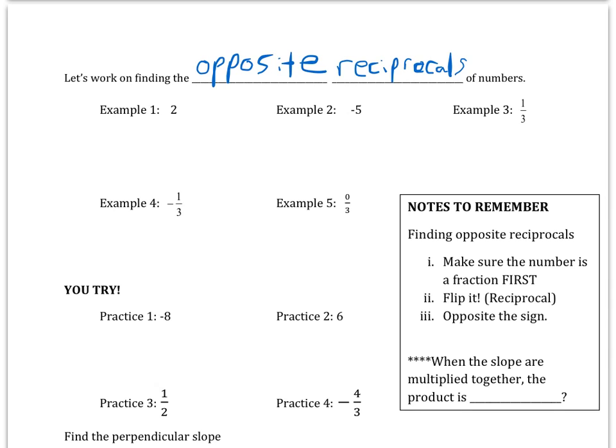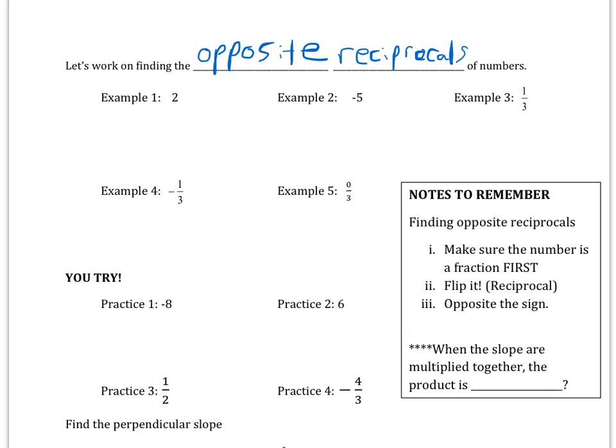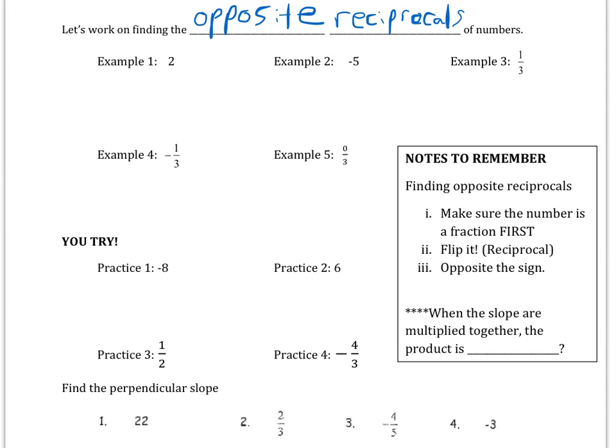Example 1. First thing that we need to do, and here are some notes to remember for finding the opposite reciprocals: make sure it's a fraction first, because you can't flip a number if it's not a fraction. You have to have a numerator and a denominator. And then all you're going to do is flip it, change the sign. That's it. So if we look at example 1 here, it's not a fraction right now, but I can easily write it as a fraction, 2 over 1. I can write any number over 1.